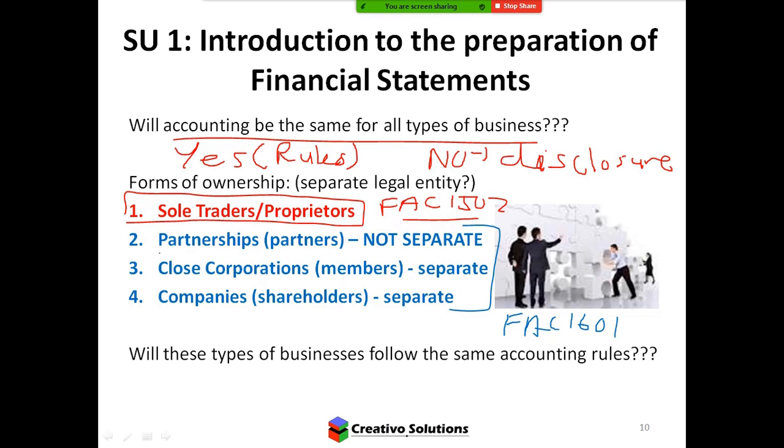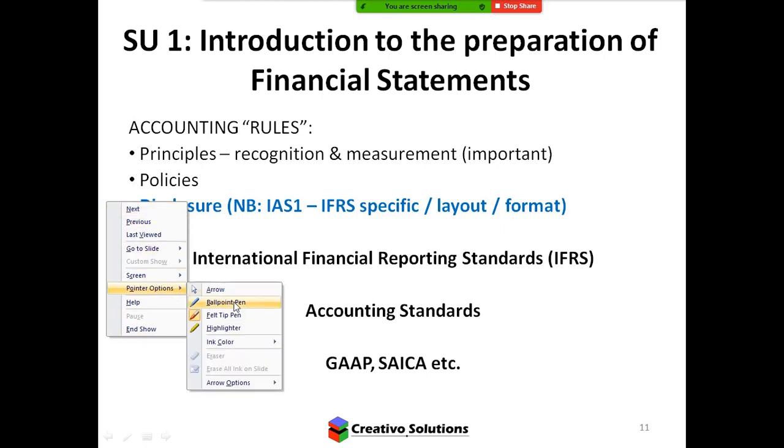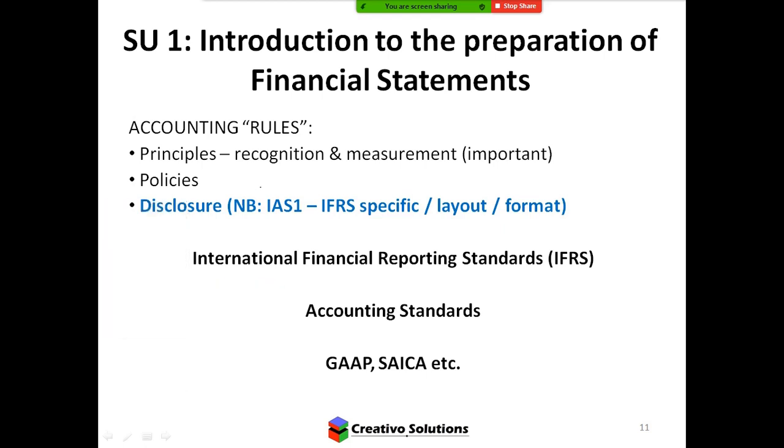And then the last question: will these types of business follow the same rules? Yes, definitely, they have to. Correct. So what are the rules? We're going to look at them now. The first thing I want to look at, recap from before, is recognition versus measurement. What's the difference?